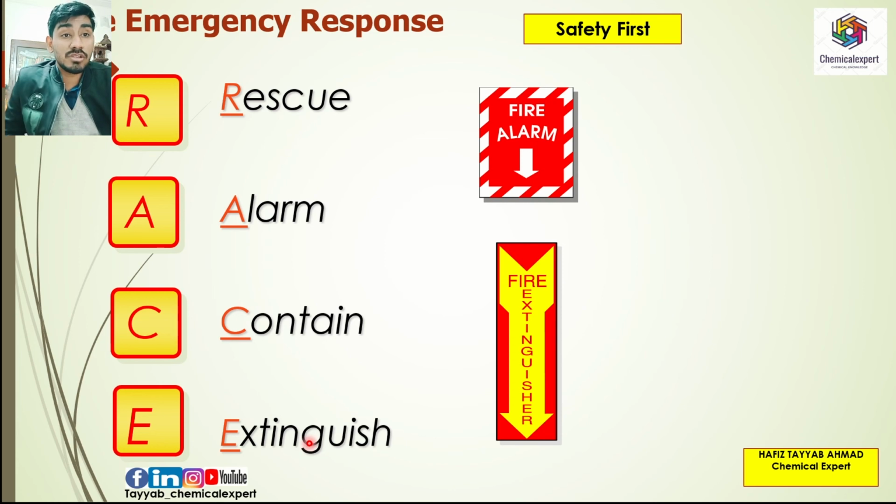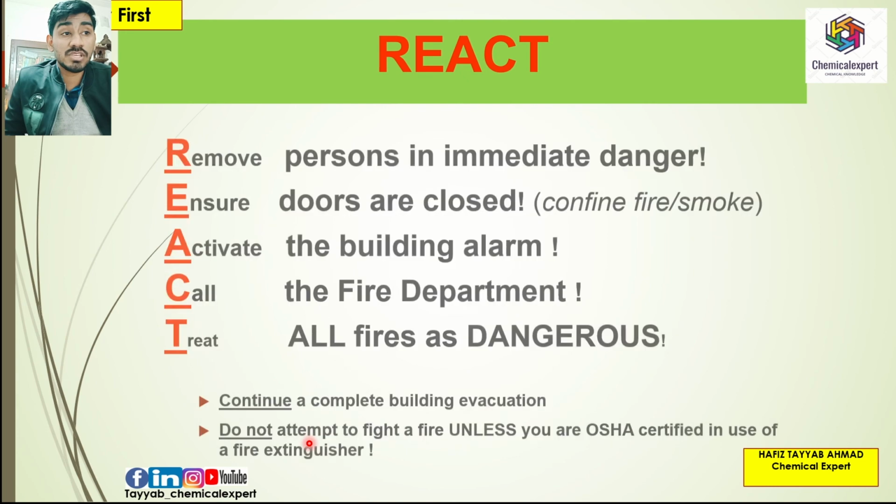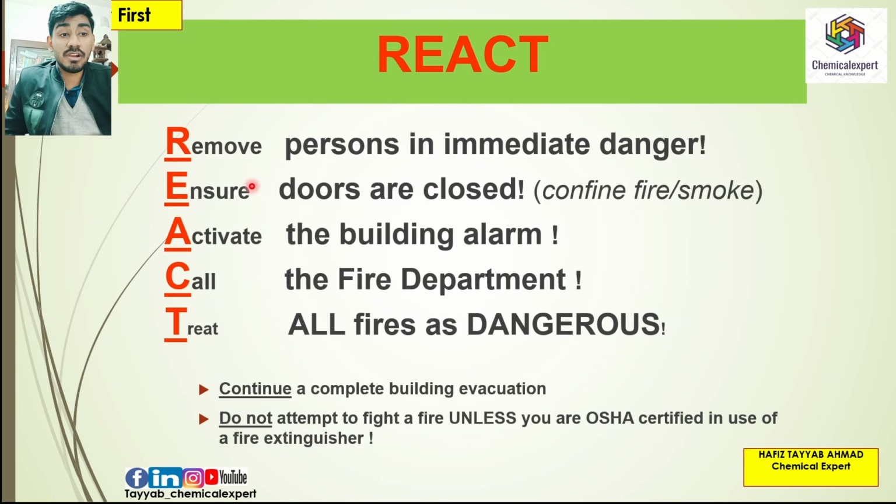So extinguishing, and you have to use that. Be careful, read again and again, and try to educate other people who are dealing with those kinds of things. RACE means rescue, alarm, contain, and extinguish. Next one is RACE. Remove people immediately. Again, your first job is to remove people as much as you can. Ensure doors are closed, confine the smoke so that the oxygen supply will be cut off, and it is easy to kill the fire.